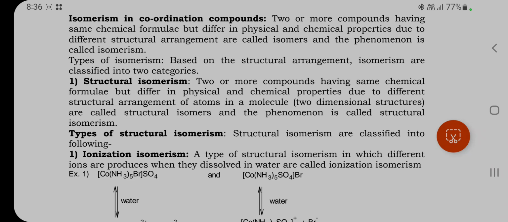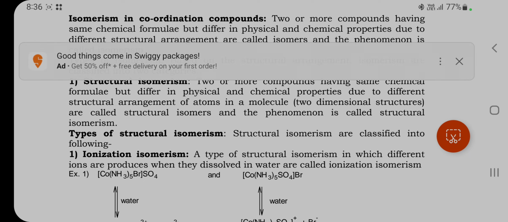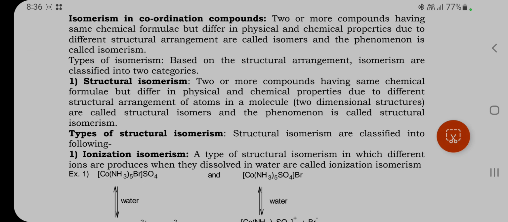Hello, dear students. So, let us continue our discussion with isomerism in coordination compounds. We know that isomerism means two or more compounds having the same chemical formula but differing in physical and chemical properties due to different structural arrangements. They are called isomers, and the phenomenon is known as isomerism.